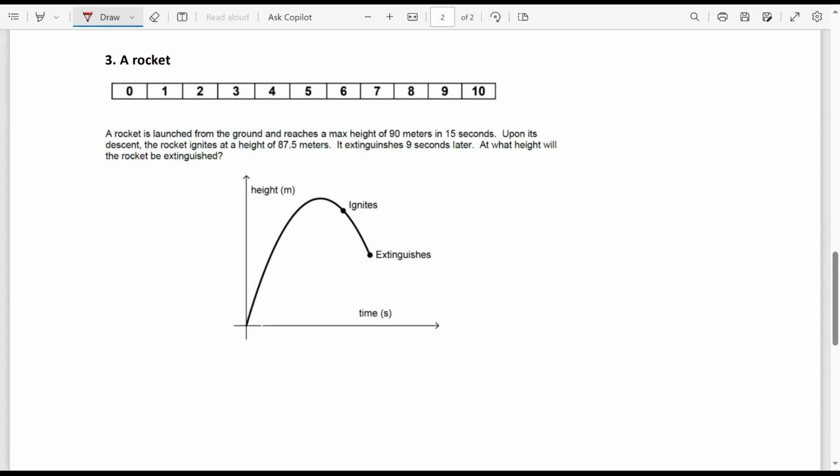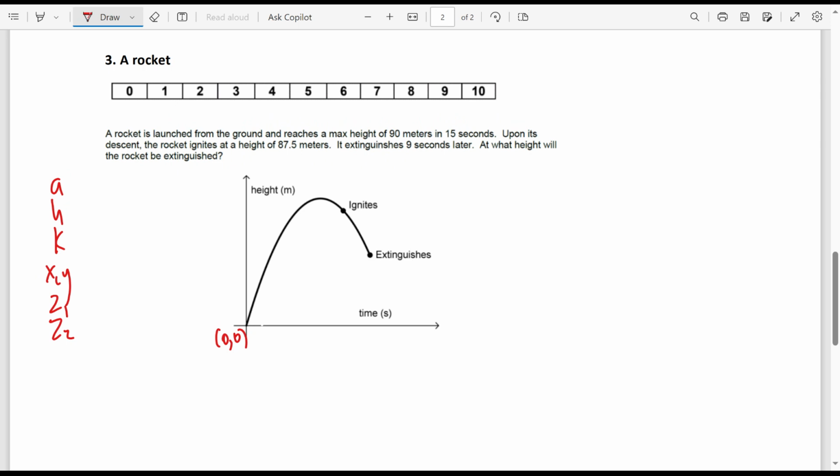This is a pretty simplistic one. There's a couple of tricks to it. We're going to start by labeling our A, H, K, X, Y, Z1, and Z2. To start out, because it's saying it's launched from the ground and reaches a max height of 90 meters in 15 seconds, it doesn't say it, but we can assume that it starts at the origin, right? Time was 0, height was 0 when they set it off.